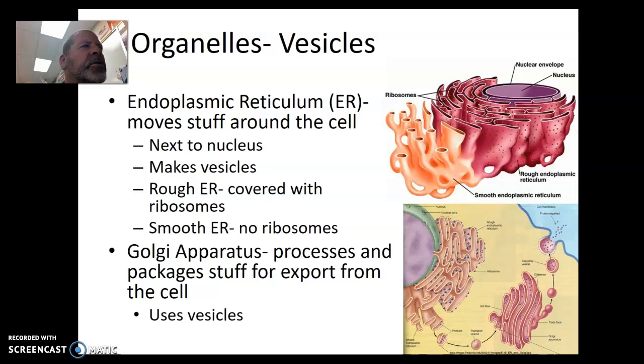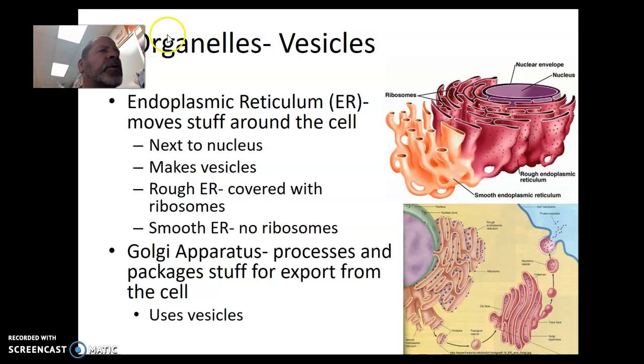Your cell's highway system is the best way to describe the endoplasmic reticulum. The endoplasmic reticulum helps move things out into the extracellular area, and there's two parts to the endoplasmic reticulum. You've got the rough endoplasmic reticulum and the smooth endoplasmic reticulum. The rough ER is rough because it's covered with ribosomes, and the smooth ER doesn't have ribosomes on it. There's also ribosomes floating free throughout the cytosol.